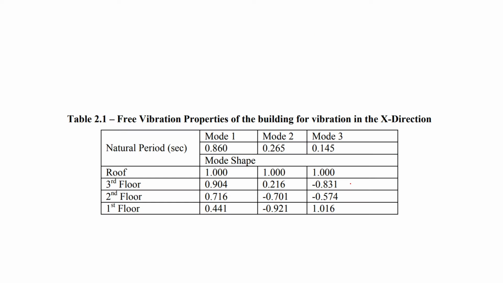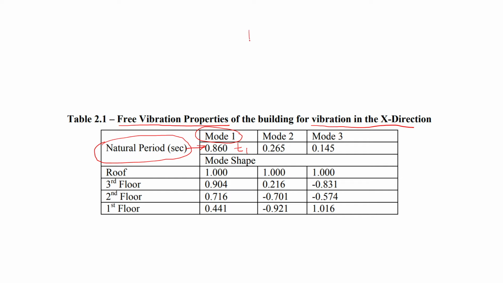Okay, so let's see some more details about the problem. They provide you the details of the free vibration properties of the building for vibration in the x direction. So let's see what they have given. Here you can see the natural period is given in seconds. This is T1, 1.860. That means this is the time period of the first mode, and these are the mode shape values.